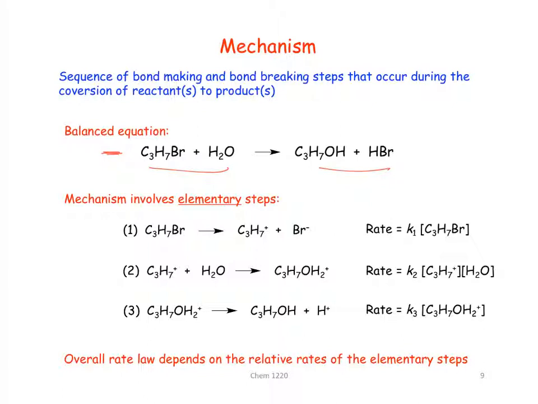Okay, so the first step here goes from the bromopropane, and the bromide here breaks off. It forms something like this with a plus. This is called a carbocation. You don't need to know the details of this, but basically what we want to know is that it can have multiple steps.